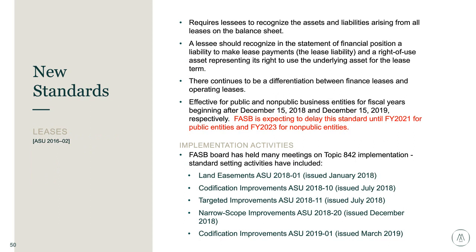ASU 2016-02, leases. This has been a heavily discussed topic. We've been talking about it for several years. Again, this is another one that FASB is voting on or is meeting today to decide if this standard will be effective or delayed. If it is approved, the standard will not be effective until reporting periods beginning after December 15th, 2019 for public business entities, which includes not-for-profit organizations that are conduit bond obligors. And then for non-public business entities, it would be effective for annual reporting periods after December 15th, 2021.